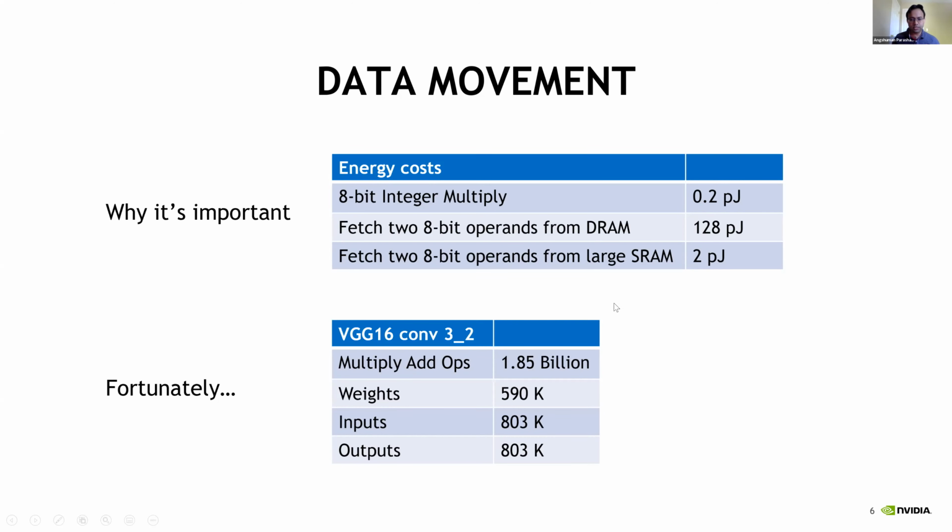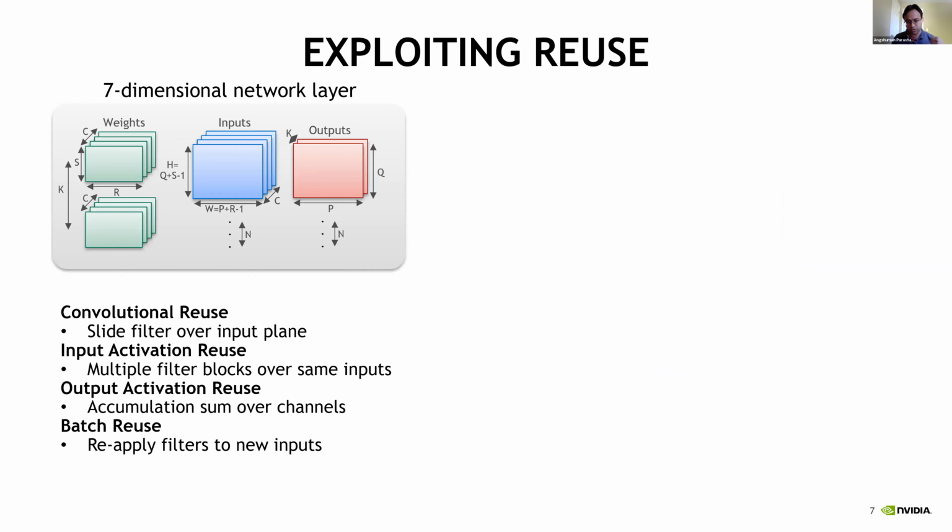Fortunately, here's just an example DNN layer. What you see is that the relationship of the number of operands to the number of arithmetic operations is roughly a 3 order of magnitude difference. What that means is that there's a ton of reuse of the same operands to perform a large number of computations. And so that actually gives us a bunch of hope. We want to be able to try to take advantage of that reuse.